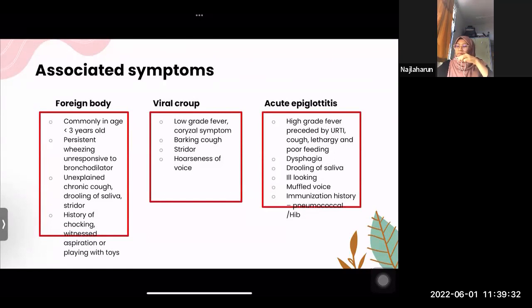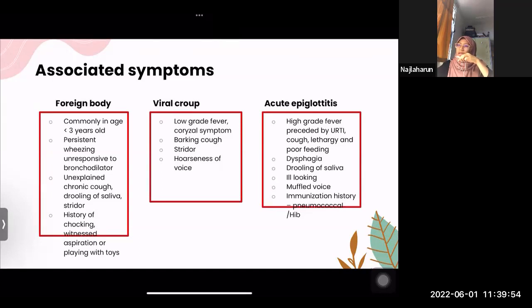Other than foreign body, we also consider croup and acute epiglottitis. In case of croup, the patient usually has a low-grade fever and coryza symptoms and a cough which is barking in nature, stridor, and hoarseness of voice.